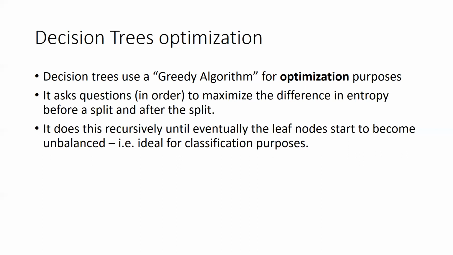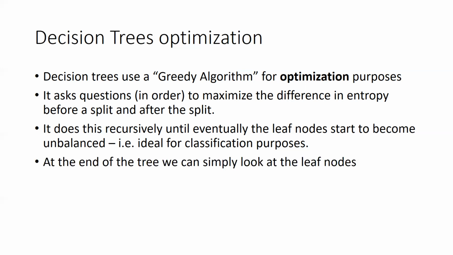And it's at this point that you say, right, well, what are our leaf nodes? We want to get to an unbalanced state towards the end, because we know that if you have lots of people that had a stroke in one leaf node compared to maybe a minority which don't, then you know that someone else being asked those questions and ending up in that leaf node will have a high chance of stroke. So this is ideal for classification purposes.